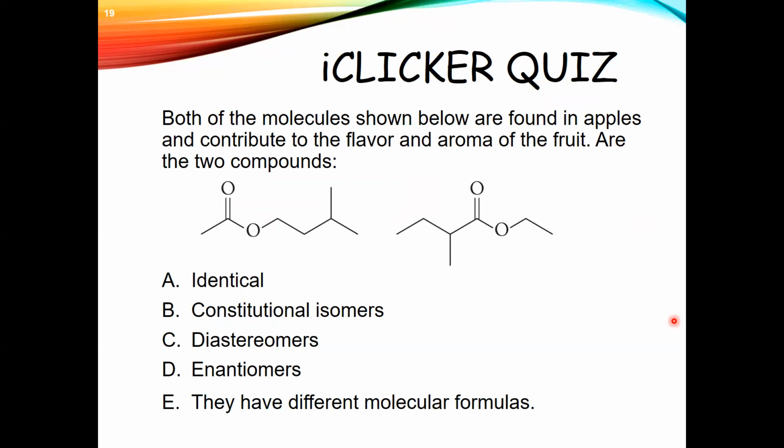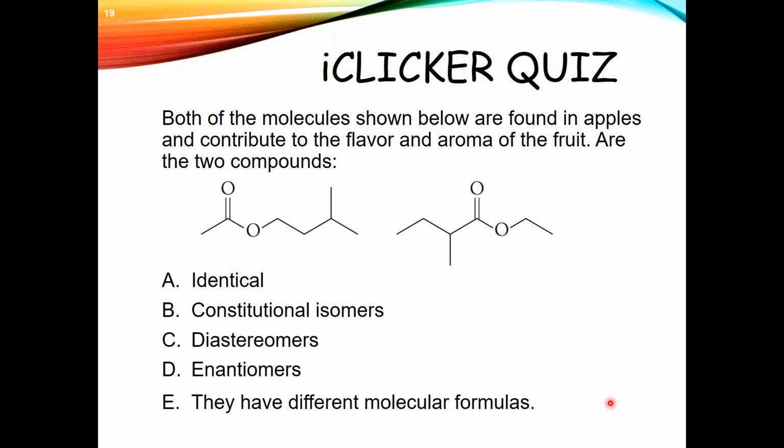Down here I have 2 molecules. These are both found in apples. They both contribute to apple flavor and aroma. And I want you to look at these molecules and tell me, are they identical, constitutional isomers, diastereomers, enantiomers, or are they completely different molecules? Or in other words, they have different molecular formulas. Go ahead and pause the video right now and try and figure that out.